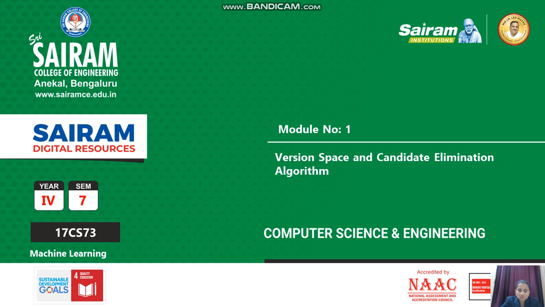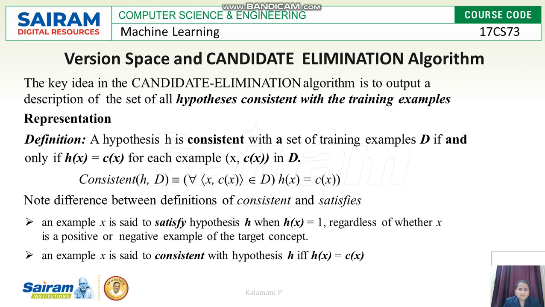First we will see version space, then we will move to the candidate elimination algorithm. First, version space and candidate elimination algorithm. The key idea of the candidate elimination algorithm is to output the description of the set of all hypotheses consistent with the training examples. All hypotheses should be consistent. Consistent is a very important term, consistent with the training examples.